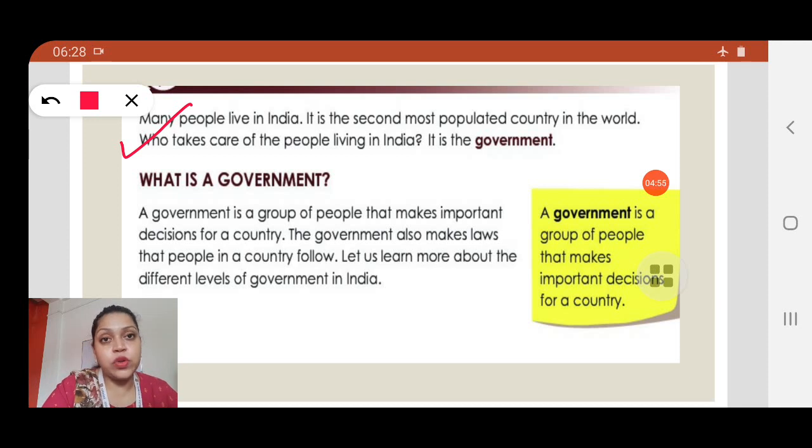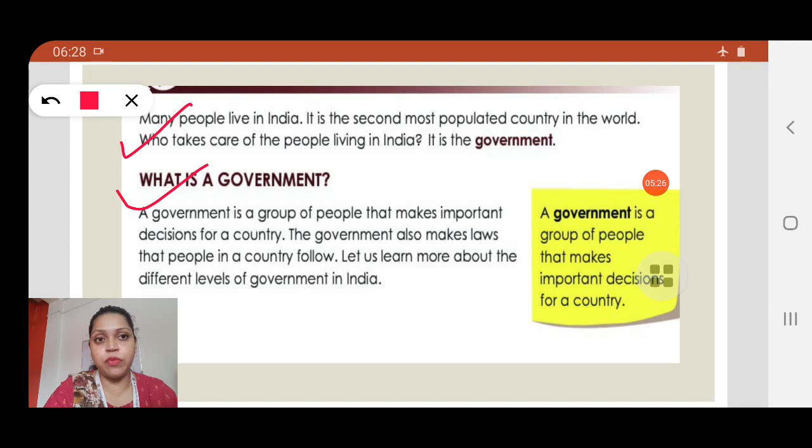And who takes care of the people living in India? It is the government. We have a set of people who take care of us, who take care of the people of India, who stay in India. And what are those set of people called? They are called the government. So now we come to, what is a government? A government is a group of people. A government is not a single person.